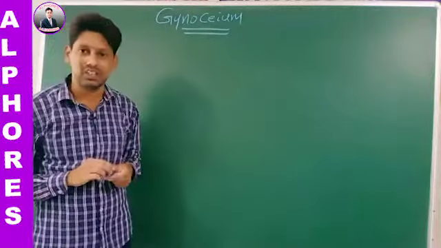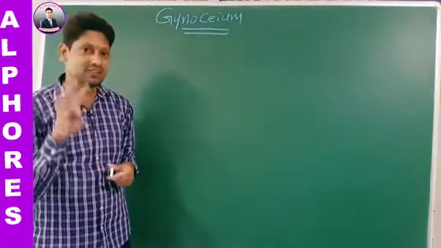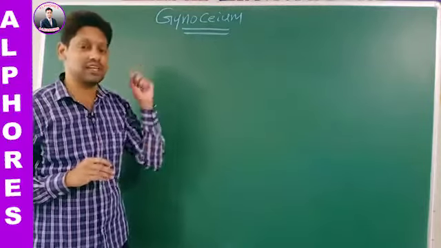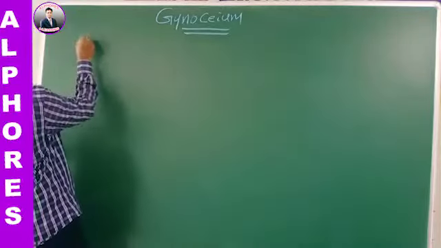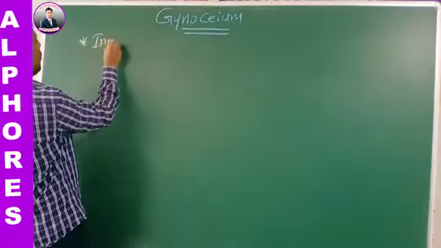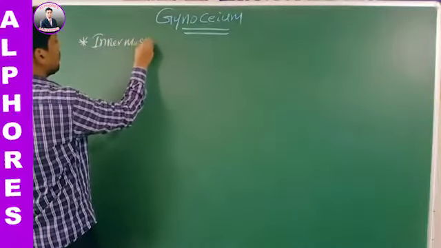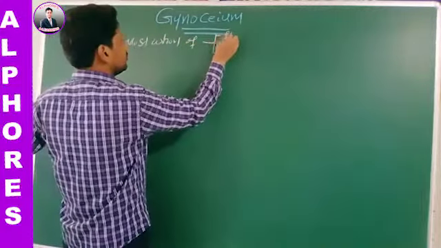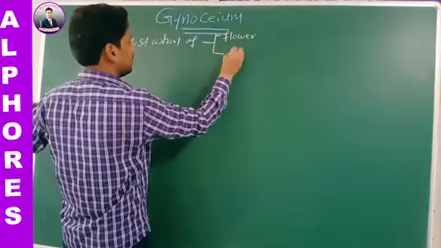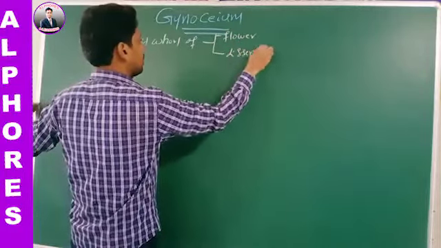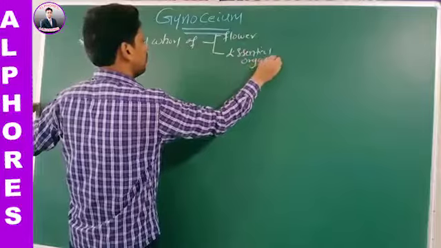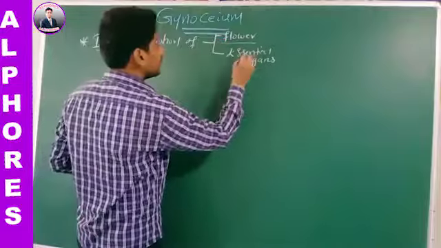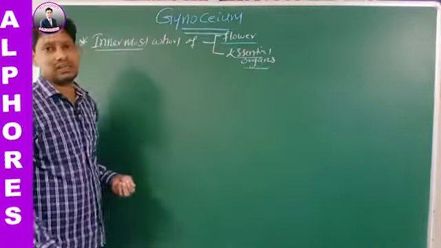Gynecium. Sir, a flower is having 4 whorls, I told. Outermost whorl is calyx, innermost whorl is gynecium. Yes or no? Therefore, gynecium is the innermost whorl of a flower, and it is the innermost whorl of the essential organs.